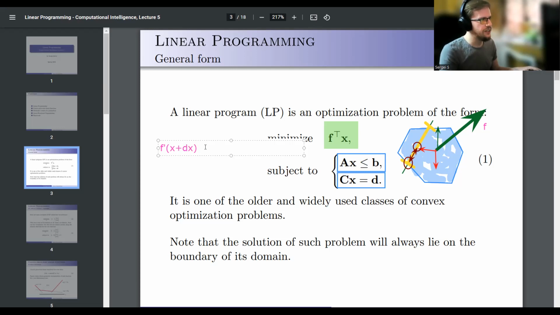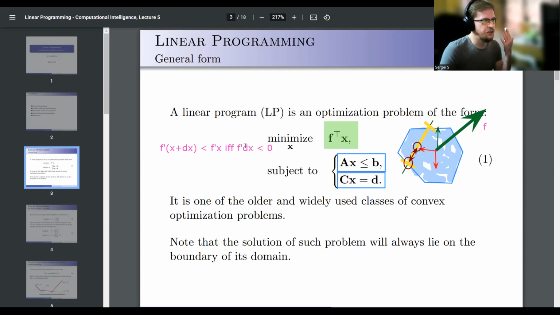So if delta, this guy would be less than f times x if f times delta x is negative. That sounds kind of obvious because all I did is just open the brackets here. But as long as it is possible to pick such a delta x that the dot product between f and delta x would be negative, we can always improve our solution.